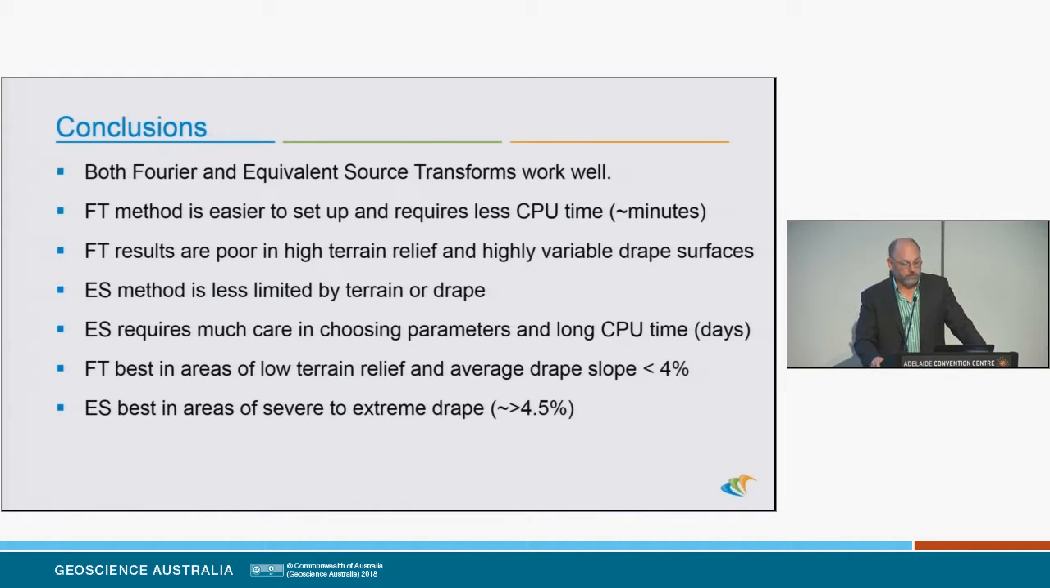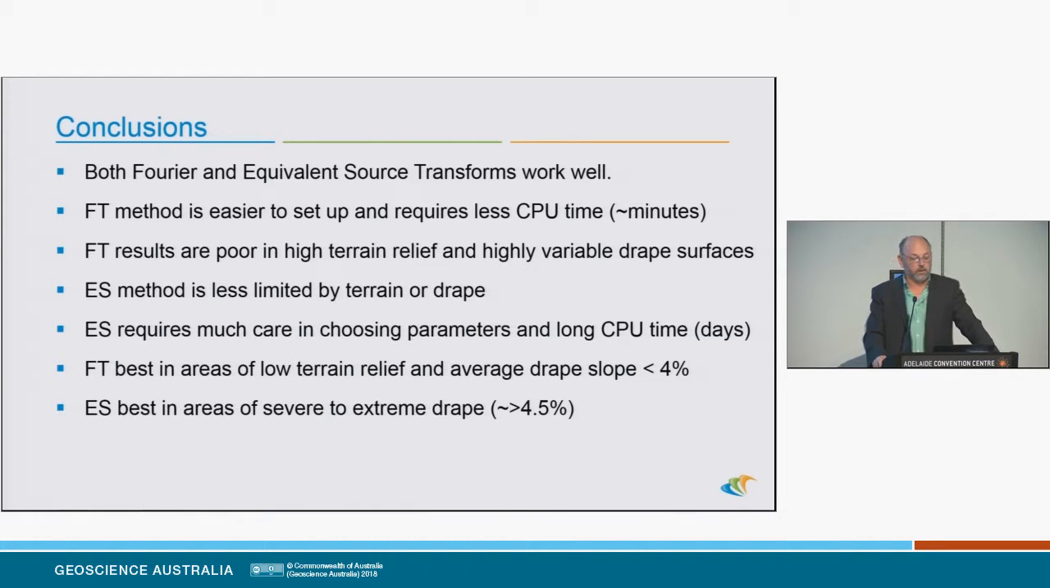So in conclusion, generally speaking, both the Fourier domain method and the equivalent source method work well. I haven't shown it here, but it's certainly the case that the Fourier transform method is much easier to set up and requires much less CPU time. Typically for these studies, it's on the order of minutes to run. However, as we've seen, in high terrain relief and highly variable drape surfaces, the Fourier transform results are quite poor.